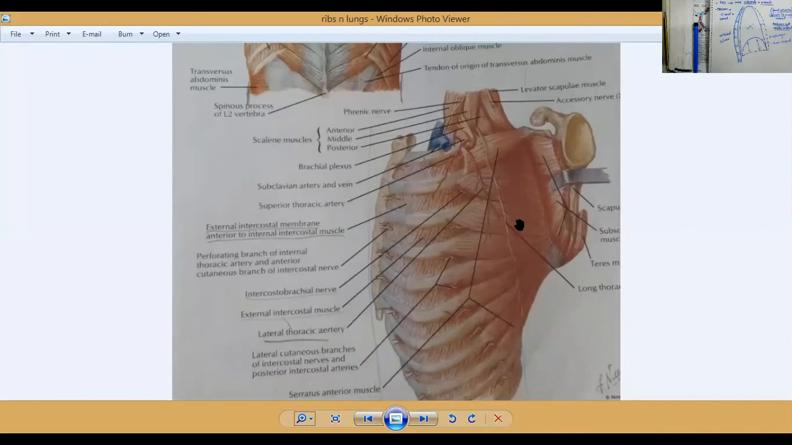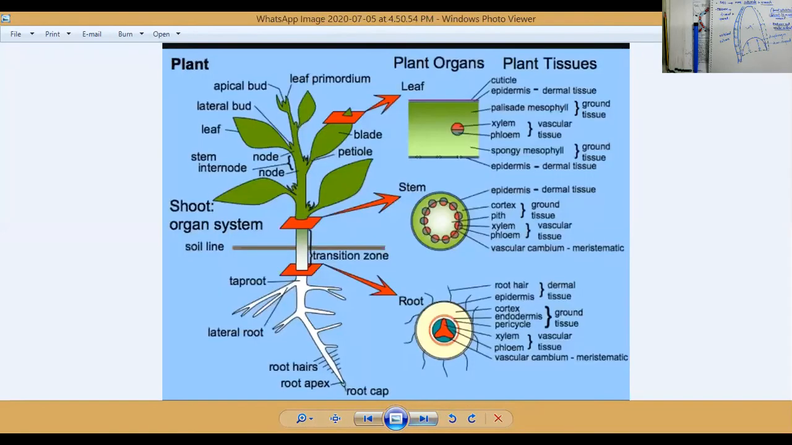So these are extra muscles, but they also participate. I'll show you a video, but they participate only in forced inhalation. Forced, okay? This is the sternum again. This is the collarbone again, okay?